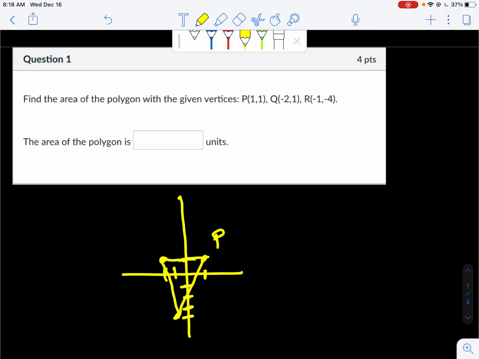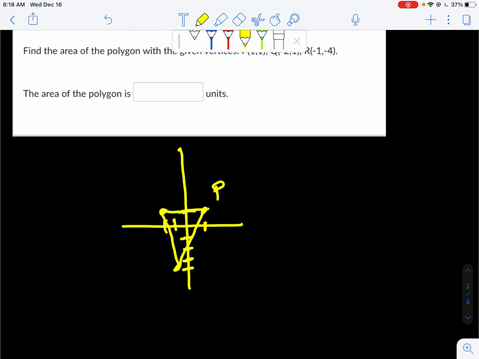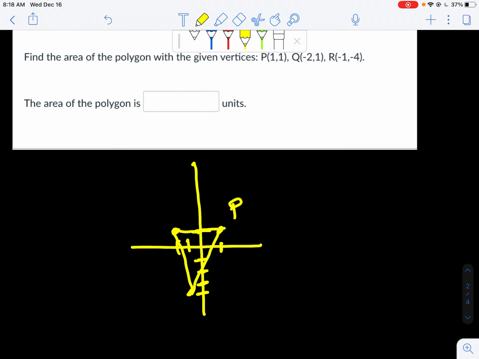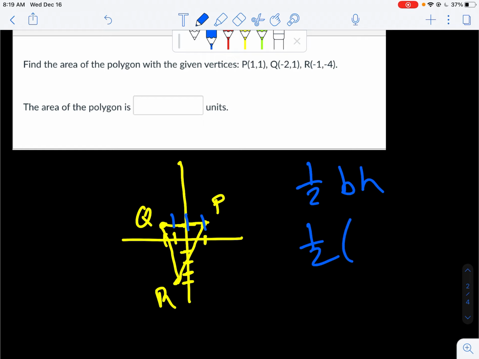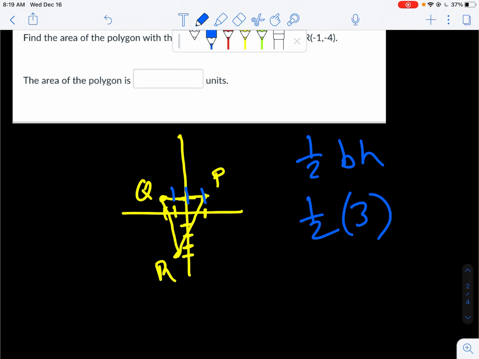The first one is find the area of the polygon with the given vertices. So most people did a very good job graphing it and writing their graph and showing their work, just like I have right here. But what a lot of people did was they know that it's 1/2 base times height. They did 1/2 and they got that the base was 1, 2, 3. But then the height should be 1, 2, 3, 4, 5.